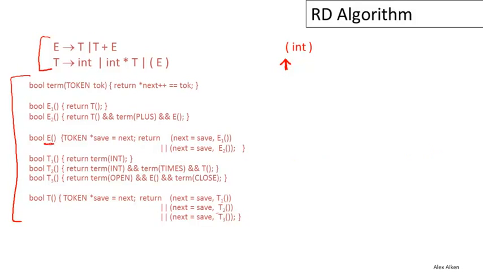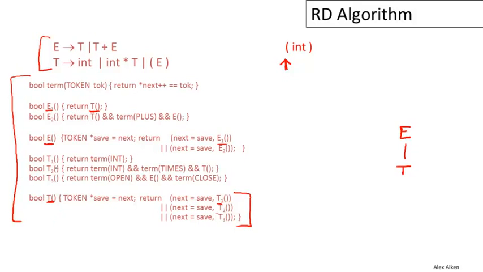So we begin by invoking the start symbol. So we're going to be trying to derive something from E. And the first thing we'll do is we'll try the first production. So we'll try E1. And what does E1 do? E1 is going to try T. It's going to try and derive something from T. So our possible parse tree looks like this. And so we invoke T. And what is T going to do? It's going to try all three productions for T in order.